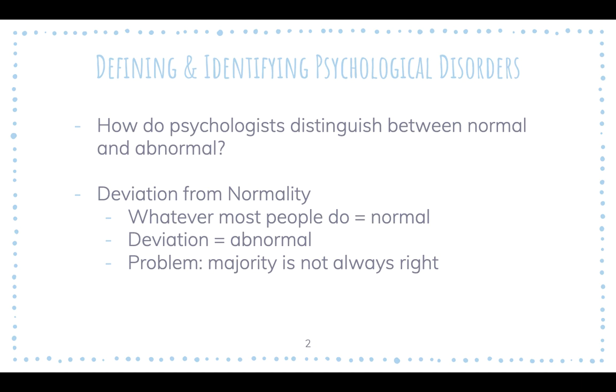So one of the examples that I saw recently was just because a lot of people cheat on their taxes doesn't mean it's right, which is a really adulty example to give, but it's the one that popped into my head.